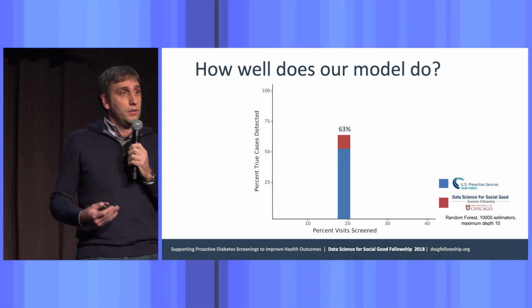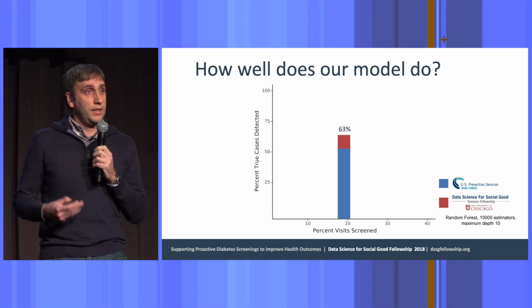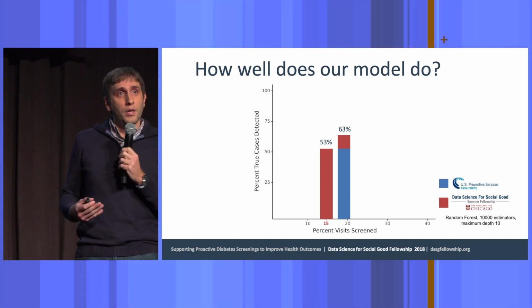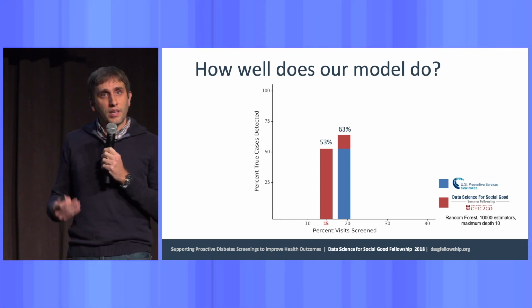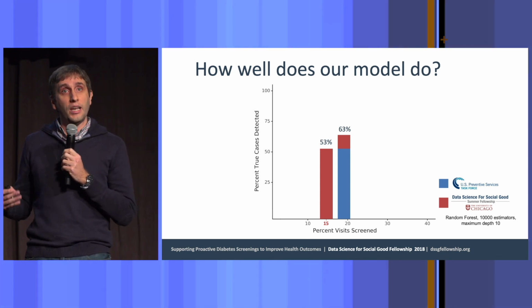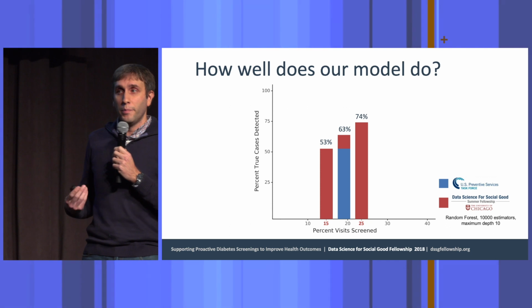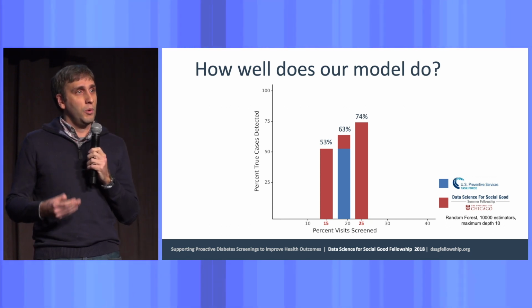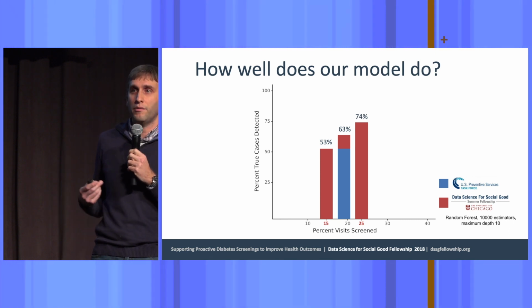The model we built shows a 10 percentage point increase at the same screening rate. And what is interesting about the model we built is that we can actually have the same coverage as the screening guideline by screening fewer people. Or even better, if we screen in just 5% more of the visits, we can pick up almost 75% of the cases.